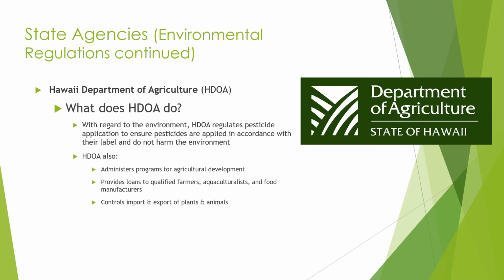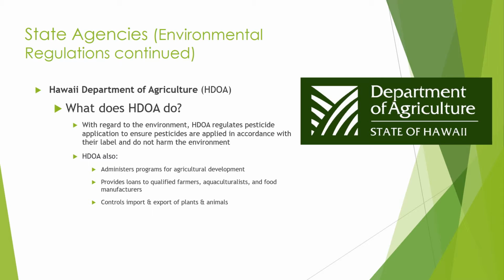Another state agency that you typically work closely with, which makes a lot of sense, is the Hawaii Department of Agriculture. As we already mentioned, the Department of Agriculture regulates pesticide application, ensuring pesticides are applied in accordance with their label and that they're not harming the environment. The Hawaii Department of Agriculture also administers programs for ag development. They have a marketing department, they have different grant programs, really trying to support the local ag community as much as possible. They also provide loans, and they also control the import and export of plants and animals.